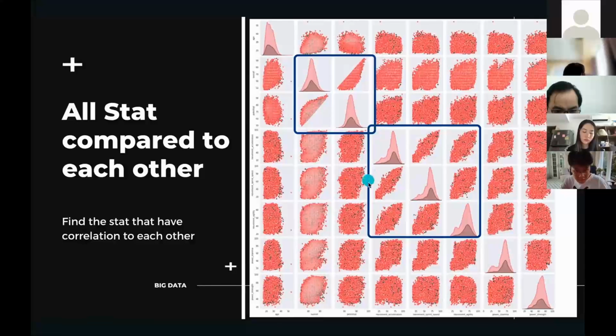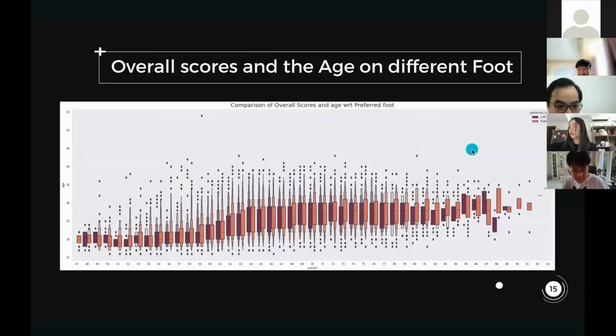And the statistics between acceleration, speed, and agility tend to go as a linear regression, as a linear graph, instead of others where it's all over the place.